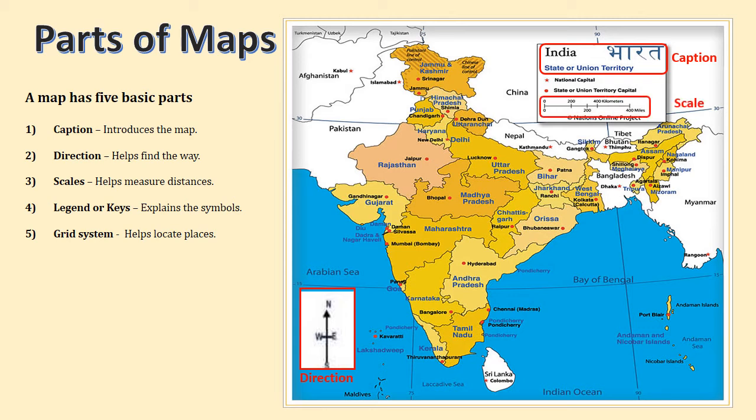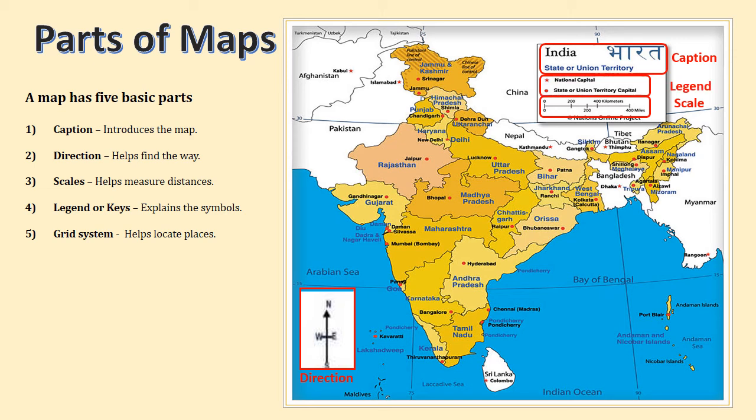Third is a scale. There are different types of scales: statement scale or verbal scale, representative fraction, and graphical scale. All these types of scale or one of the types of scale is always found on all the maps because it helps us to measure the ground distance and the map distance.